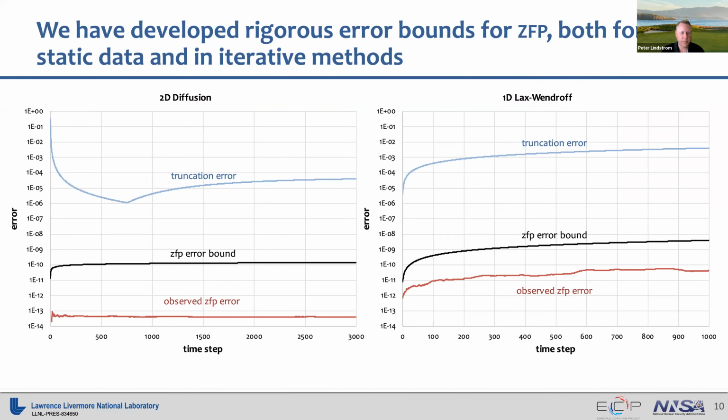So in addition to being bias-free, we can also bound the compression error, either for a single application of ZFP, or also if you're using ZFP, for example, in a PDE solver, where in each iteration, you're going to introduce some compression error that could then potentially magnify and blow up over time. We've been able to provide hard bounds on such errors, also in iterative methods.